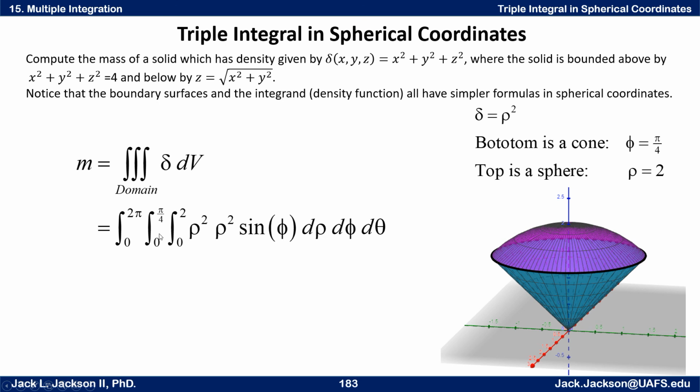Now, everything is actually constant limits, so the order really doesn't matter here. I'm going to choose rho first, and then rho goes from 0 out to 2. And then phi next. Phi runs from 0 to pi over 4. And then theta runs all the way around the circle, which is from 0 to 2 pi. So there's our integral. This one works out very nicely in spherical coordinates because all the limits here are constants, which anytime you can get constants here, that makes things a lot easier. So let's go ahead and evaluate that.